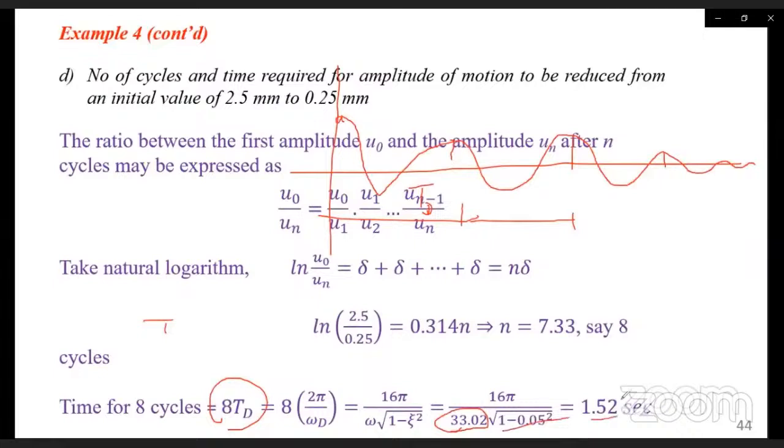So you can see it takes about 1.52. So we are saying until the 8th cycle, if the 8th cycle is here, the time that you take is 1.52 seconds. So you can see, very little time. This is the case of an earthquake. It moves very fast, with many vibrations in a very short time.